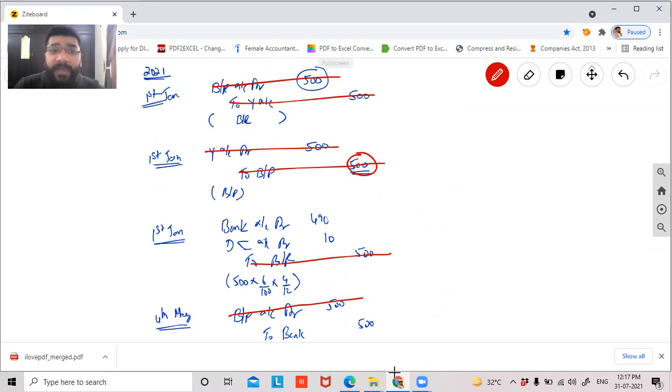On 1st of Jan, Y has drawn a bill on X. So X has to pay to Y's banker. Yes, sir. That entry is this. This payment you're making to Y's banker.